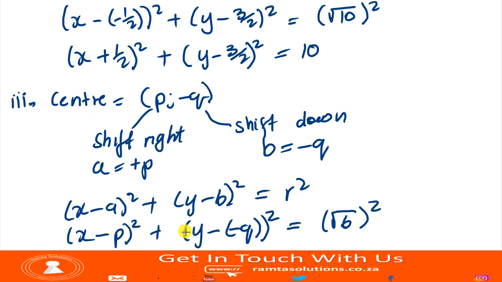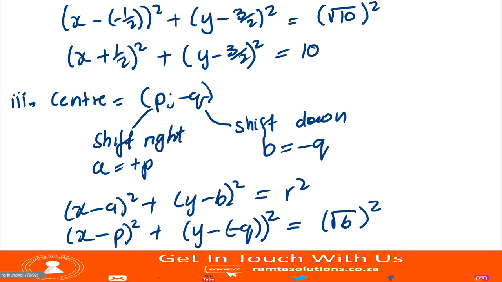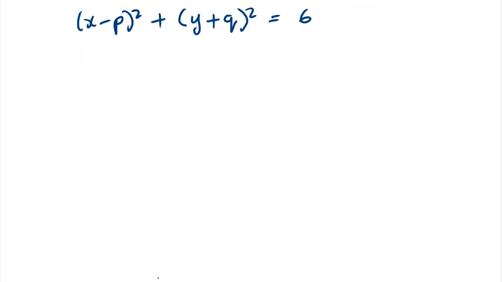Oh, we're not done, remember? Now, to the next page. We have open bracket, X minus P all square plus Y plus Q all square equals 6. Remember, square root of 6 times square root of 6 is 6. Okay, it's 6. So this is our example 1.